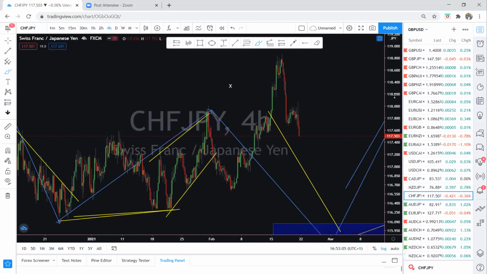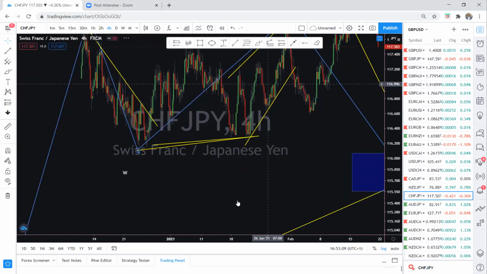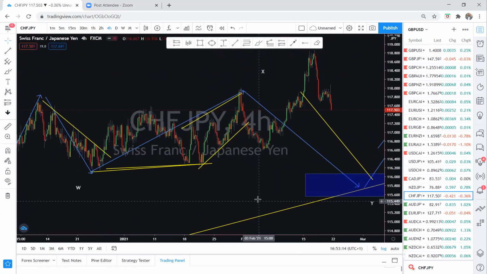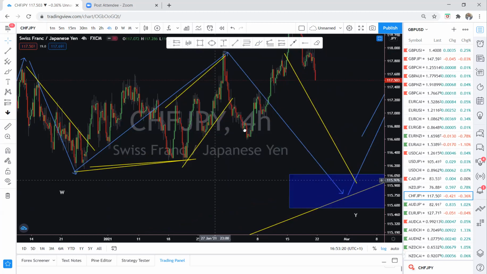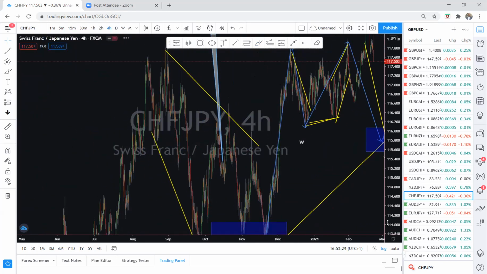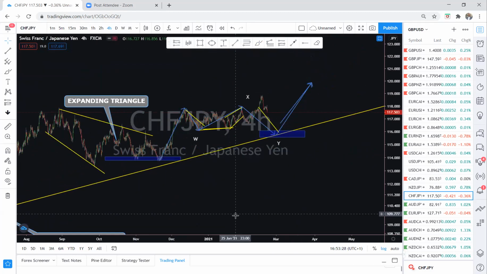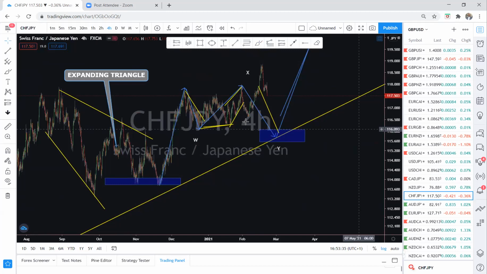CHF JPY. I made this forecast on CHF JPY, and the forecast is still there for you to see. I posted this out that either at this level or at this level, this pair should fall down to make this structure. It's a beautiful structure I've spotted. Strong bullish trend. This is an expanding triangle. This is going to be a WXY structure.